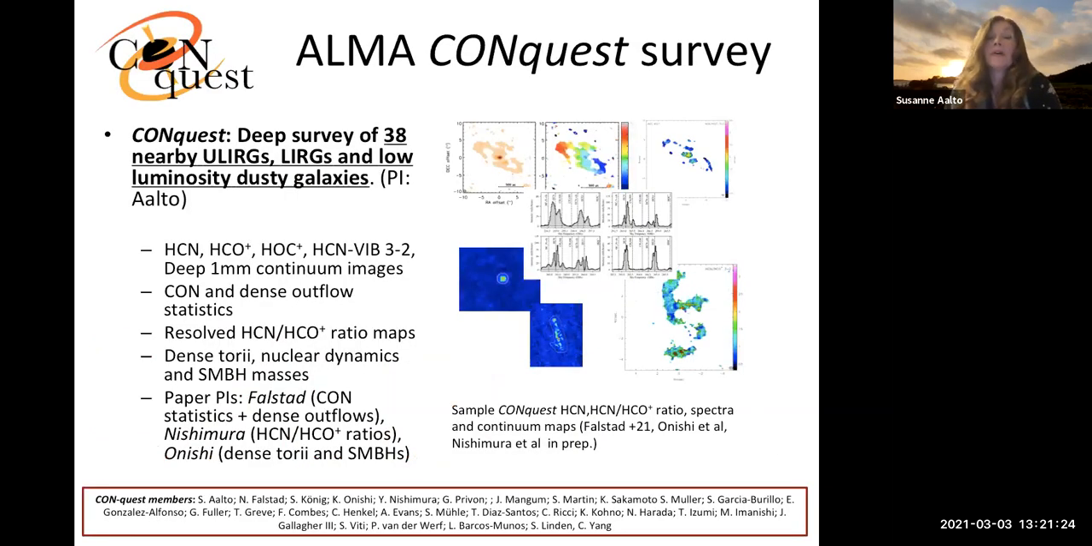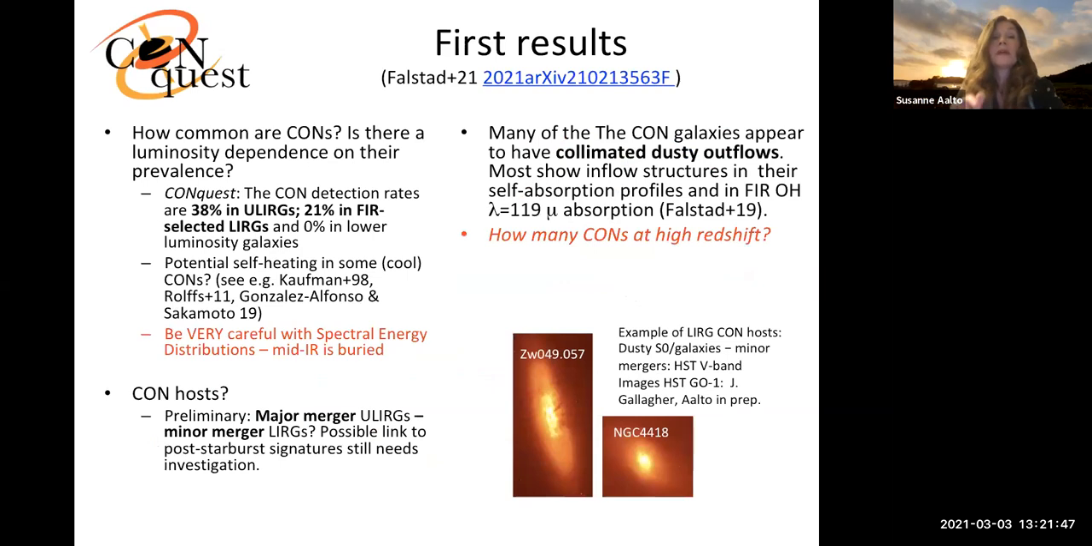How common are those? Well, our CONQUEST survey aimed to find out by surveying 38 nearby ULIRGs, LIRGs, and low luminosity dusty galaxies in multiple species, but of course the vibrationally excited HCN as the prime species. The first paper is now out, and we find that the CONs, the previously undiscovered CONs in ultraluminous infrared galaxies, are very common. Around 30 to 40% of the ULIRGs have these kinds of extremely opaque structures at their very cores, and around 20% in the luminous infrared galaxies. Below that, they seem to disappear, and we don't know why as of yet.